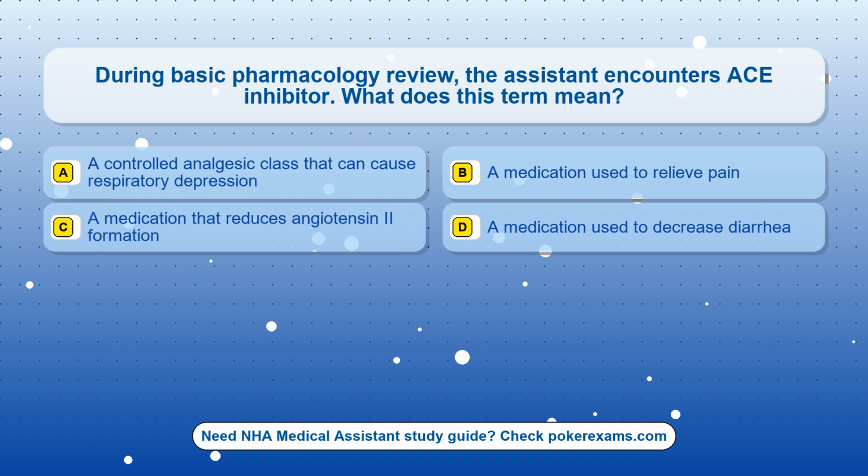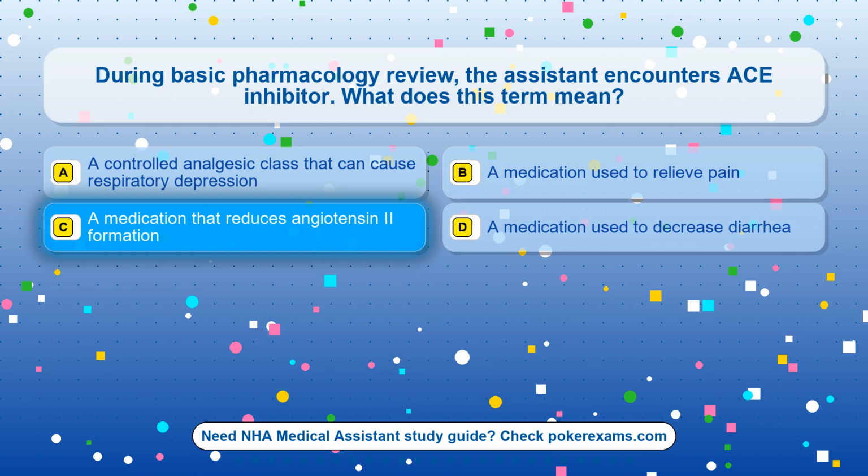Question 2. During basic pharmacology review, the assistant encounters ACE inhibitor. What does this term mean? Option A. A controlled analgesic class that can cause respiratory depression. Option B. A medication used to relieve pain. Option C. A medication that reduces angiotensin II formation. Option D. A medication used to decrease diarrhea.